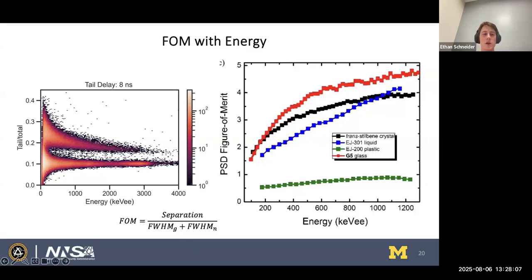And as you can see, as we increase in energy, our ability to distinguish between these two lobes increases. This can be seen with this PSD figure of merit plot here, where we see this increase in figure of merit as we increase in energy.